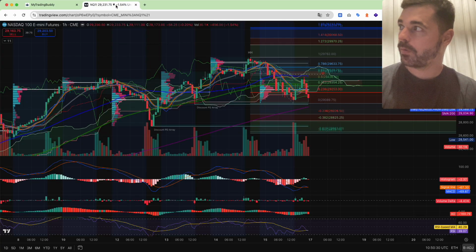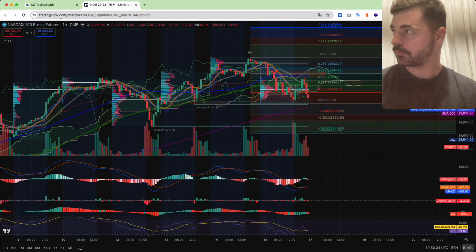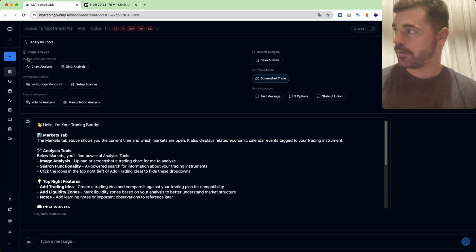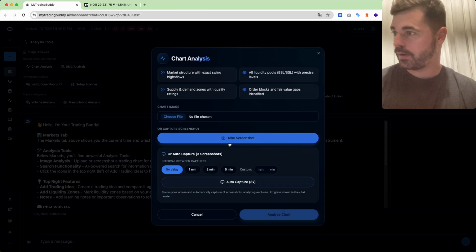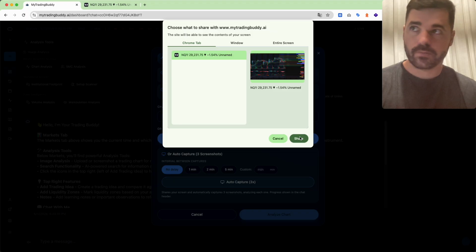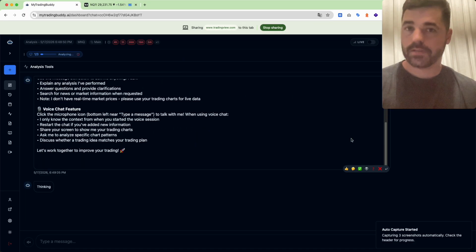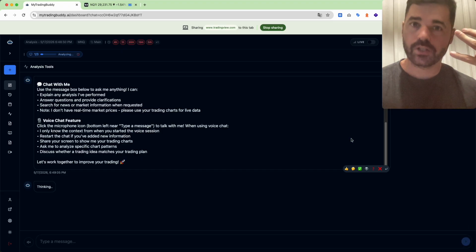So what I have open here is TradingView, 1 hour chart. I just started a brand new chat right here. And now I'll just run some analysis. We'll do a chart one, and I'm going to do auto capture. Choose the tab of TradingView, share it. Now the system will go through 3 screenshots.